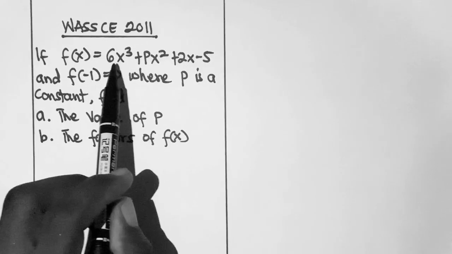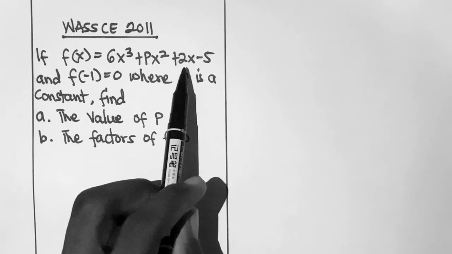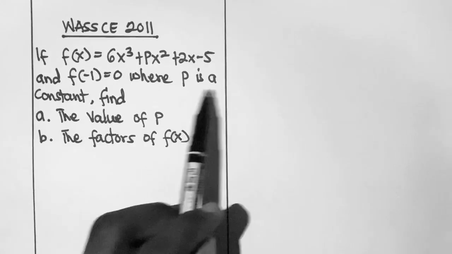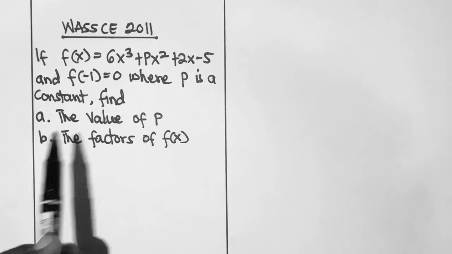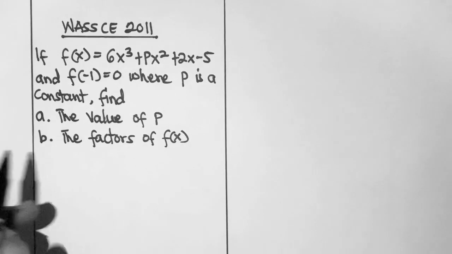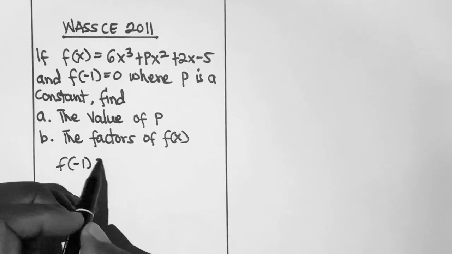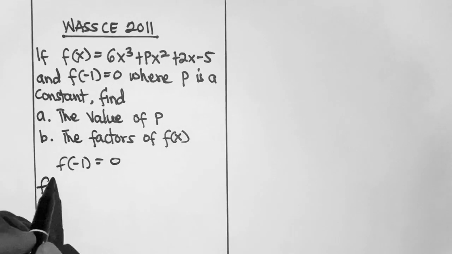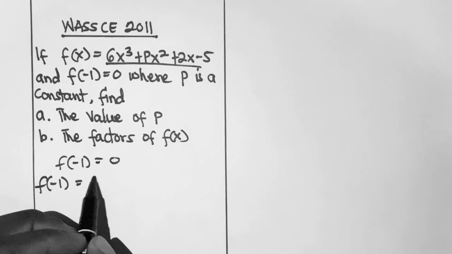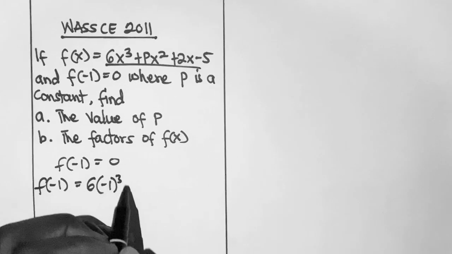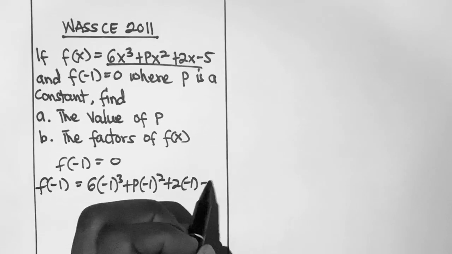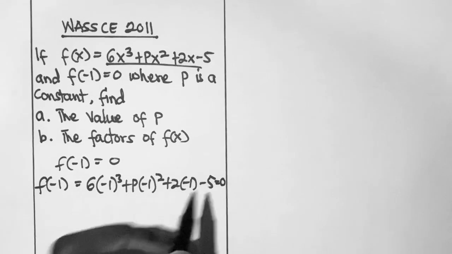If f of x is equal to 6x cubed plus px squared plus 2x minus 5 and f of minus 1 is equal to 0, where p is a constant, find the value of p. And then the b part is the factors of f of x. So now the question says f of minus 1 is equal to 0. So let's find f of minus 1, and that's equal to, wherever you see x here, put in minus 1. So that's 6 times minus 1 cubed, plus p times minus 1 squared, plus 2 times minus 1, minus 5. That's equal to 0.